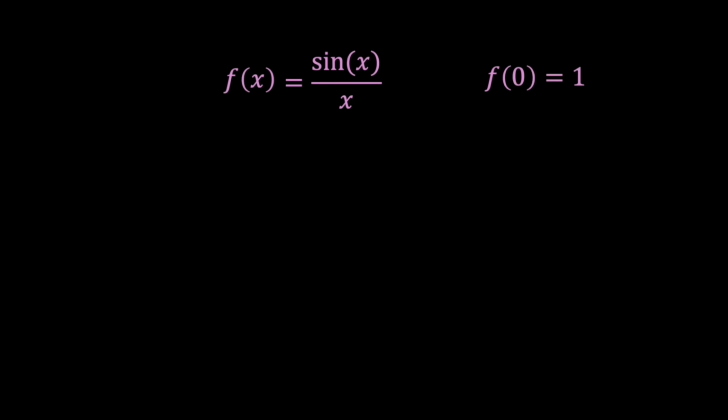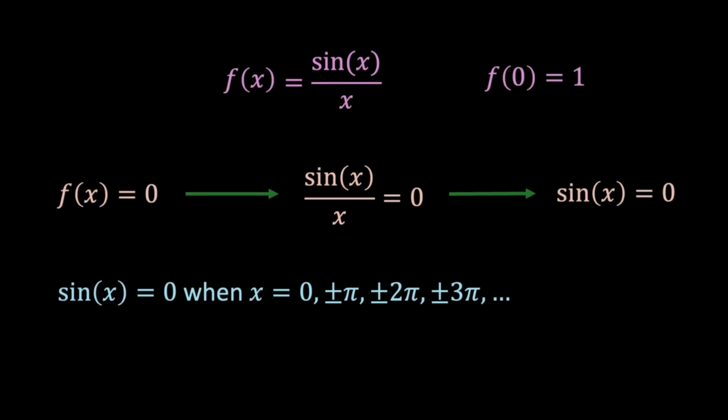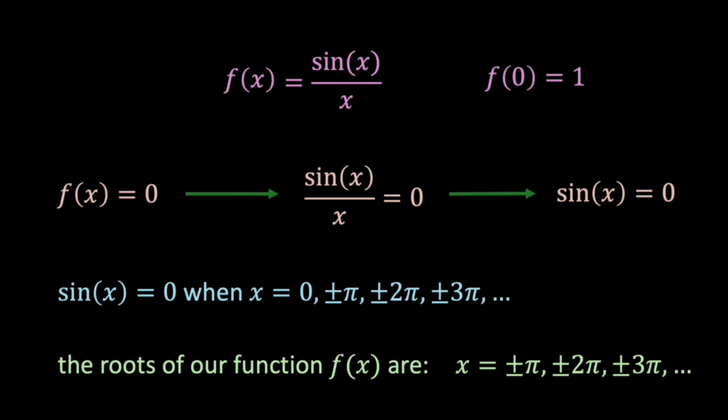To see this, we set our infinite polynomial f of x equal to 0, and since f of x equals sine of x over x, this means solving sine of x over x equals 0, which is equivalent to solving sine of x equals 0, provided x is not equal to 0. Now, that's a familiar equation. We saw earlier that the sine function equals 0 whenever x equals 0, plus or minus pi, plus or minus 2 pi, and so on. So if we exclude x equals 0, we find that the roots of our function are given by x equals plus or minus pi, plus or minus 2 pi, and so on. And now comes the key insight.